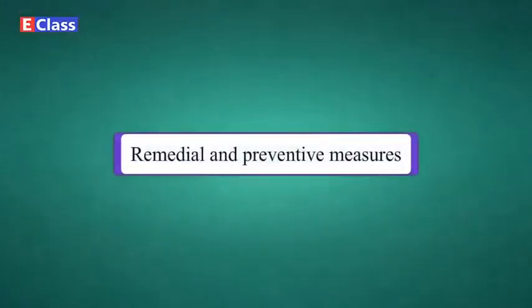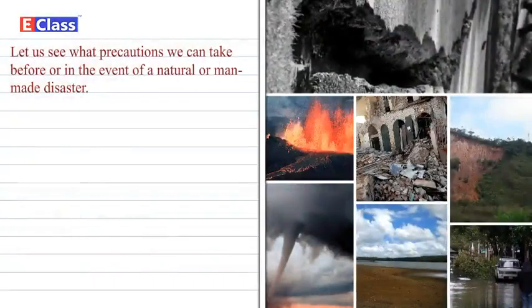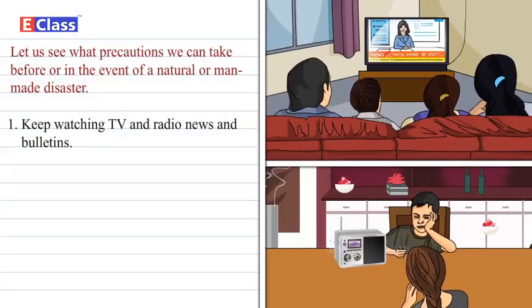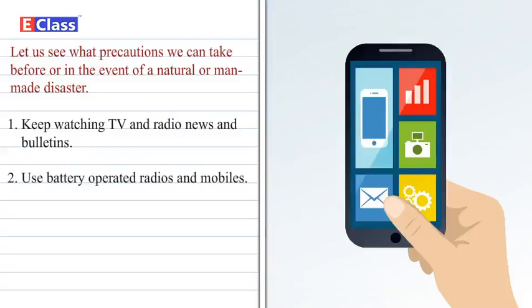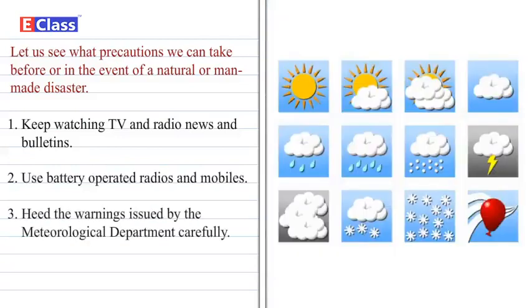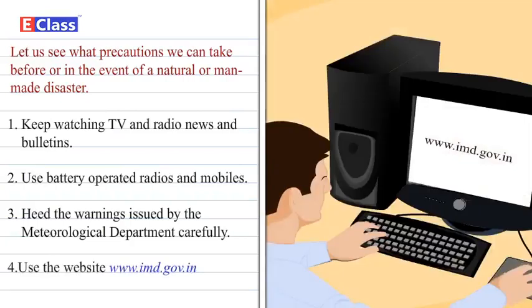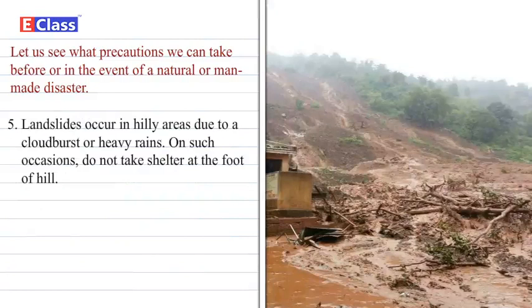Remedial and preventive measures. Let us see what precautions we can take before or in the event of a natural or man-made disaster. 1. Keep watching TV and radio news and bulletins. 2. Use battery-operated radios and mobiles. 3. Heed the warnings issued by the Meteorological Department carefully. 4. Use the website www.imd.gov.in.